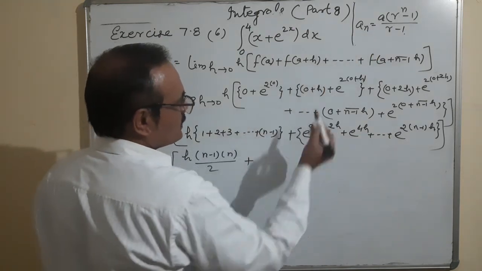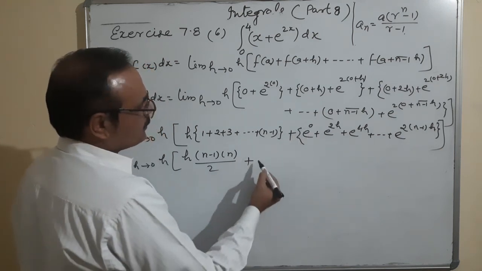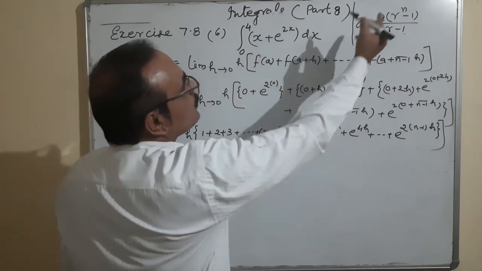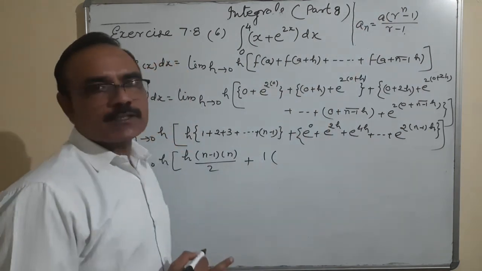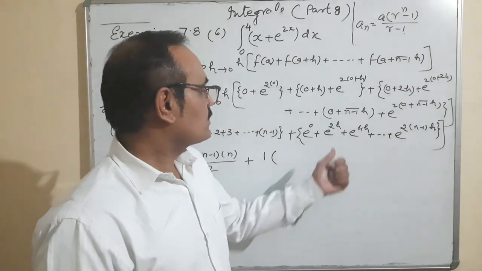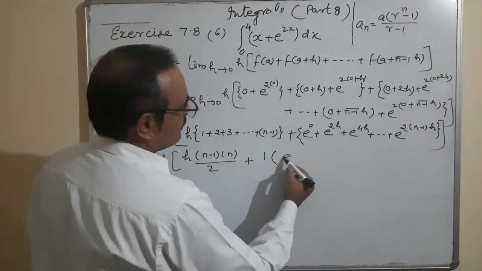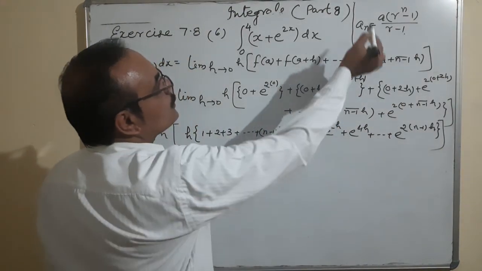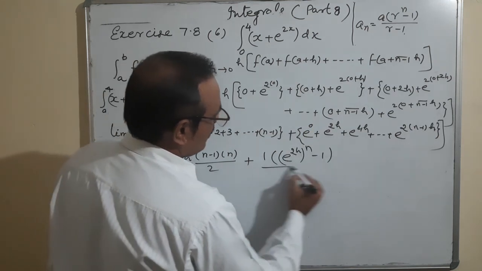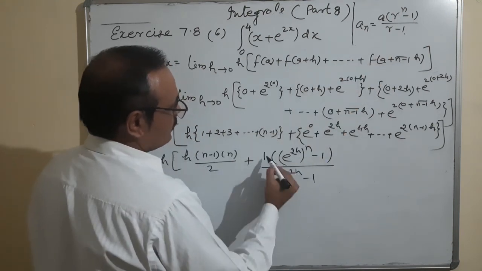What is the first term? The first term is e to the power 0, so I may write here e to the power 0, that is 1. R to the power n. What is r? Common ratio. Common ratio is second term divided by first term. So e to the power 2h divided by 1, e to the power 2h. E to the power 2h to the power n, minus 1, upon r, e to the power 2h minus 1. Okay.